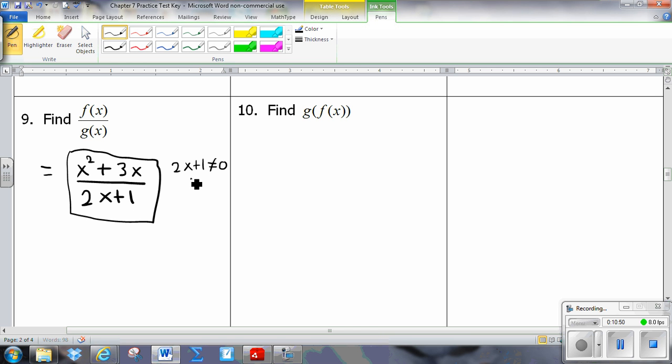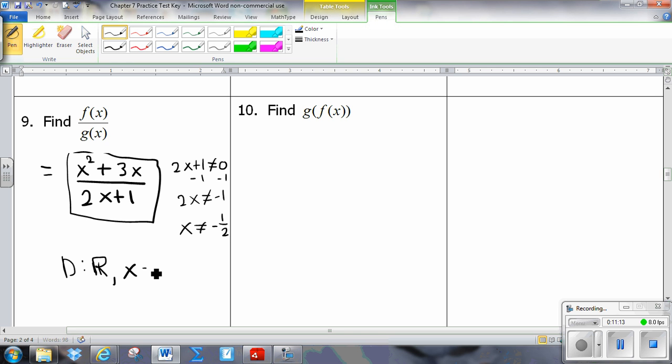So now you solve it out. So minus 1, you get 2x should not be negative 1. And divide by 2, so you get x therefore cannot be negative 1 half. So your domain is all real numbers except x cannot be negative 1 half. And that is your domain.